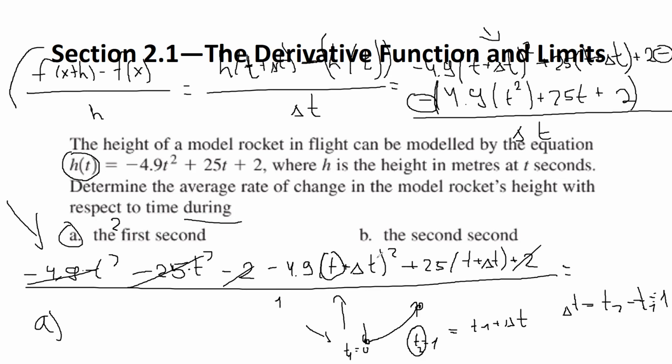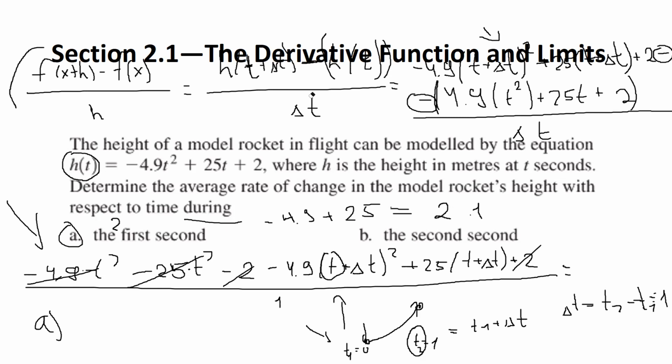So divided by 1, we don't even need to simplify anything. So the average rate of change would be minus 4.9 plus 25, and it's equal to 20.1. This would be the average rate of change.